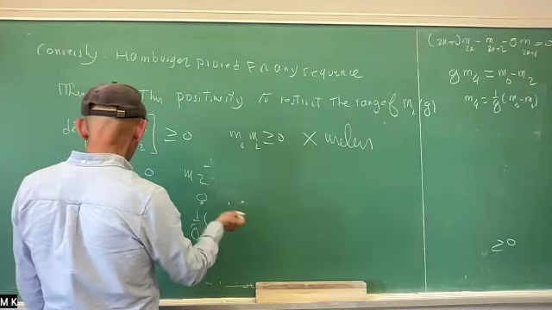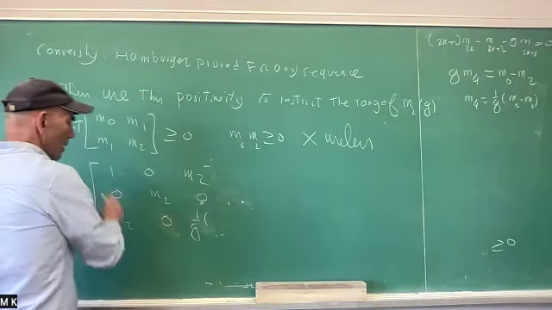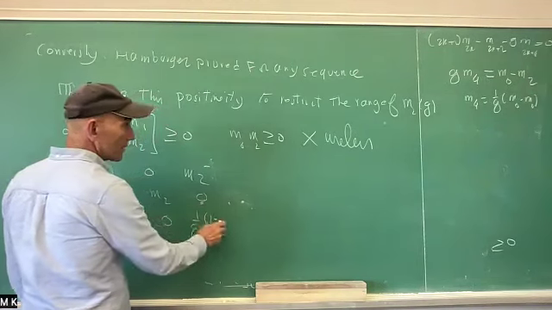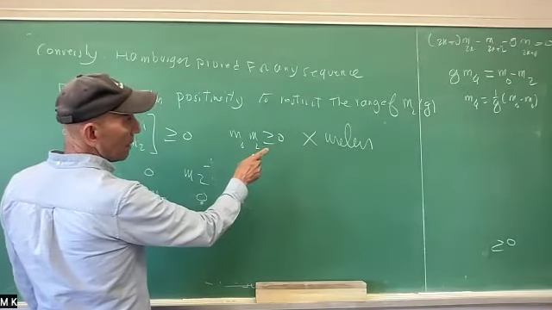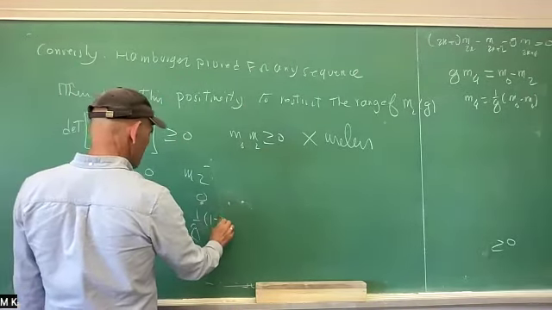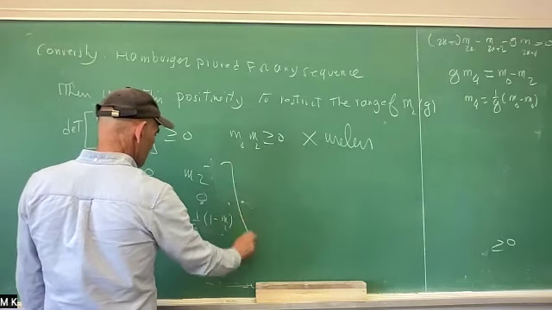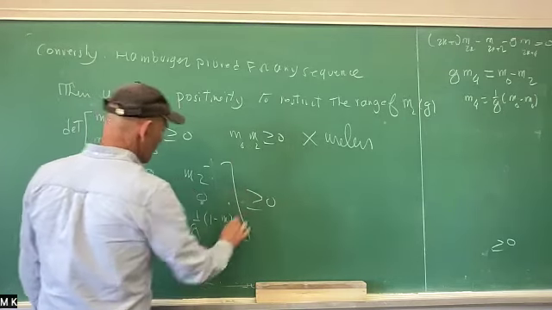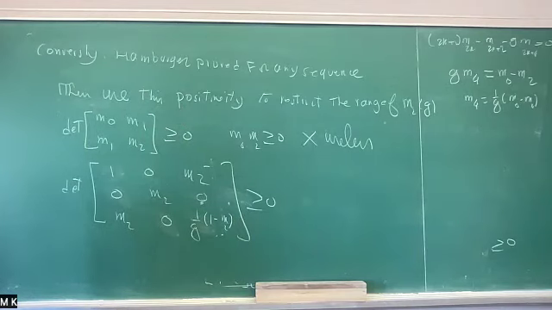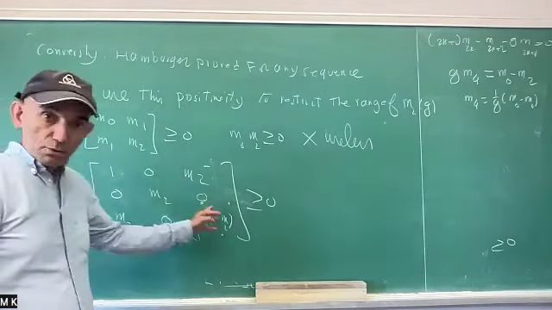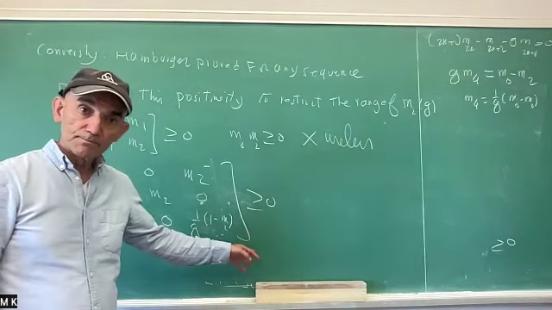M0, which is 1. Okay, so I put here 1, and then this is 1 minus M2, right? Okay, so we got this condition. Now the task is to compute this determinant.